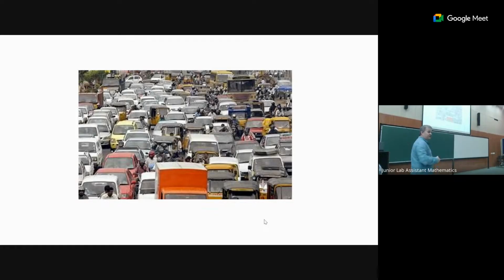So this is my analogy. If you drive in India, as you know, right, sometimes it's horrible traffic, but sometimes it's nice. So on average, your time will not be very fast. So that's the point.